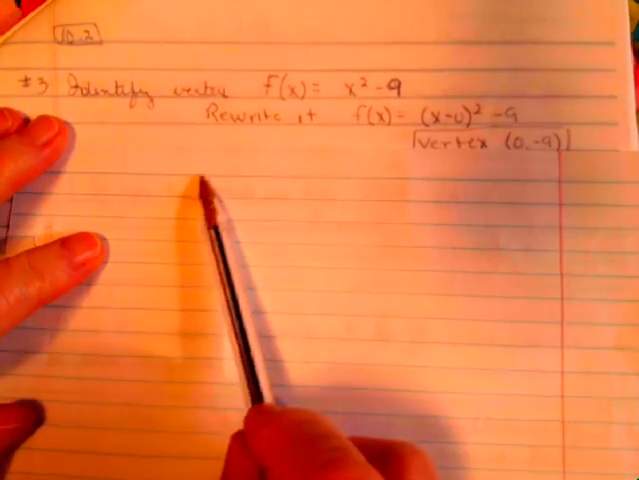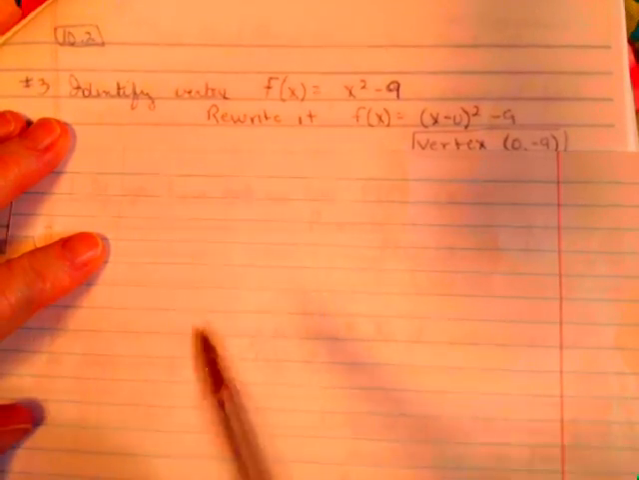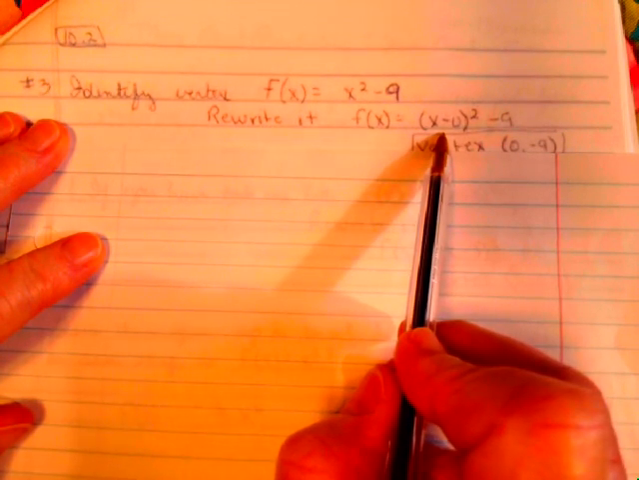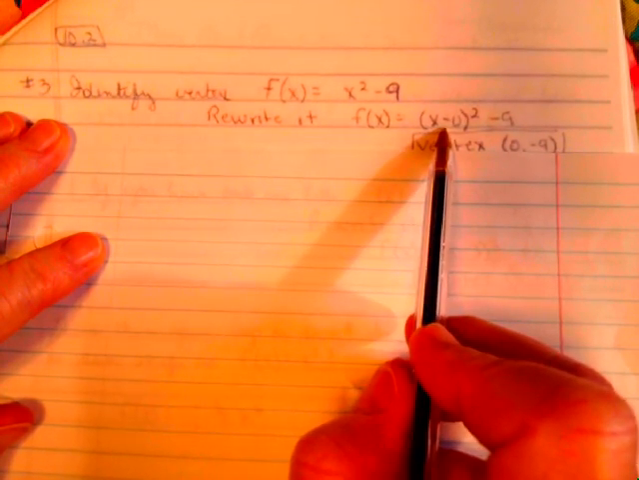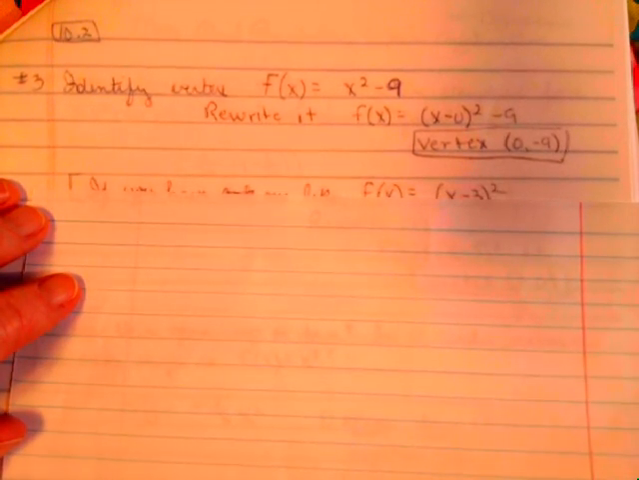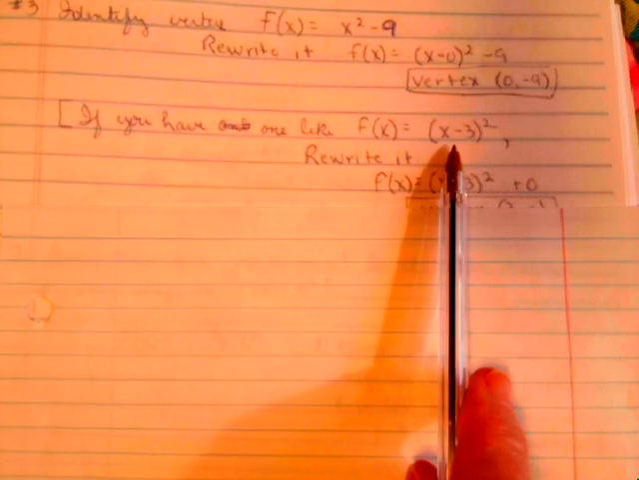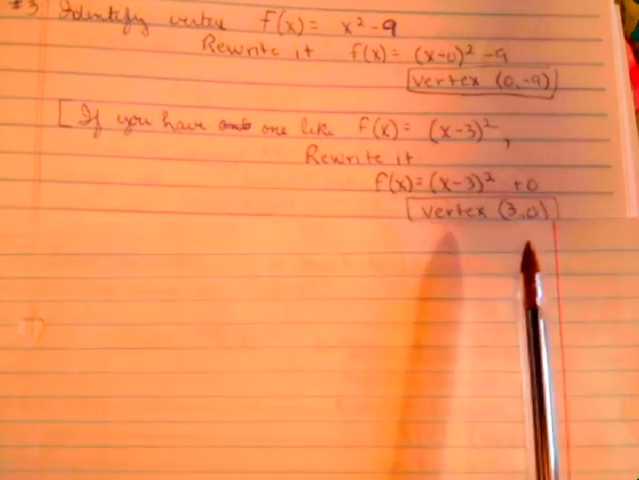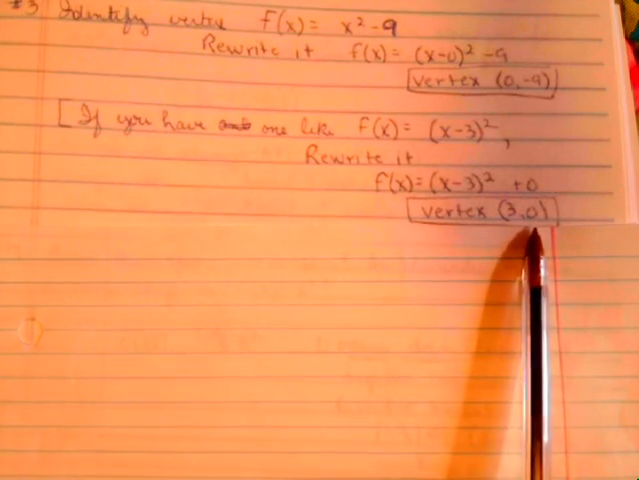Number 3, identify the vertex. Well, I don't have anything subtracted from x. So when that happens, I can say that, hey, that's going to be x minus 0 squared minus 9. Because that would still mean the same as what I have. So my vertex would be 0, negative 9. If I have one like f of x equals x minus 3 squared with no k out there, that just means I could put a 0 out there and the vertex is going to be 3, 0.